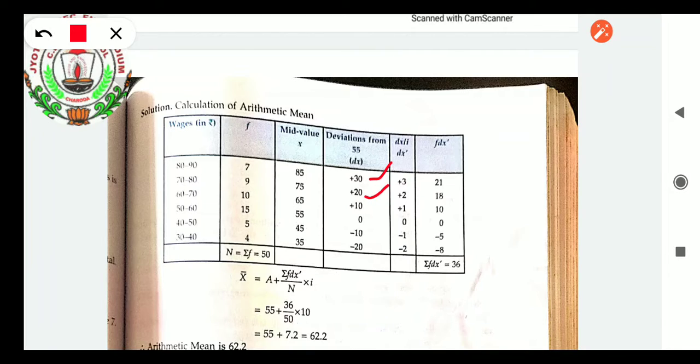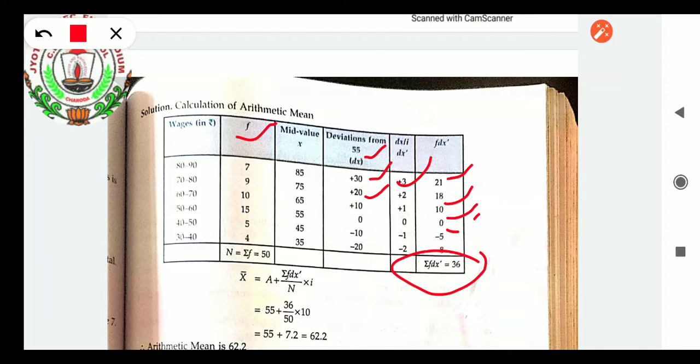Now each deviation dx we divide by I, which is 10. 30 divided by 10, 3. 20 divided by 10, 2. 10 divided by 10, 1. Likewise we got dx dash. Now this dx dash we multiply with f to get f dx dash. So 7 into 3, 21. 9 into 2, 18. 10 into 1, 10. 15 into 0, 0. Likewise we get f dx dash, and we add up all the f dx dash to get the answer.